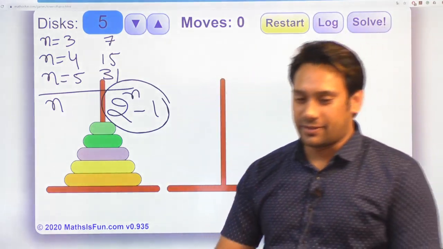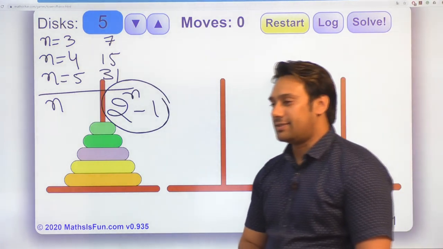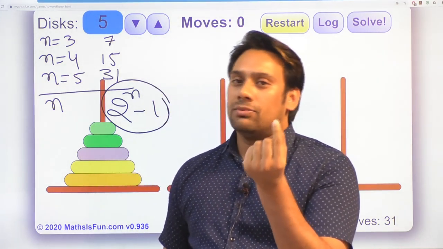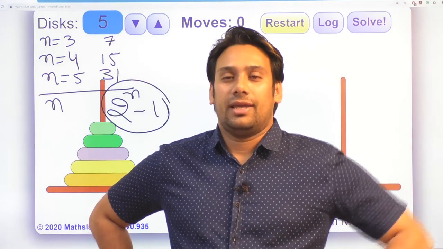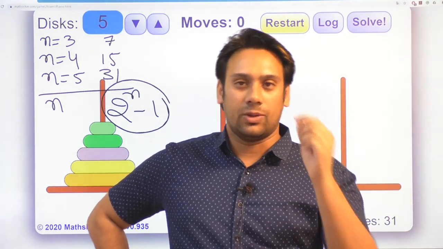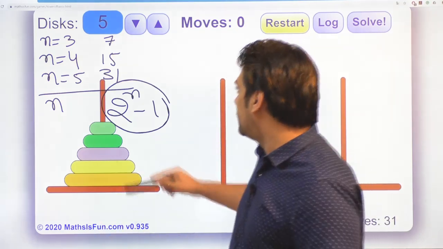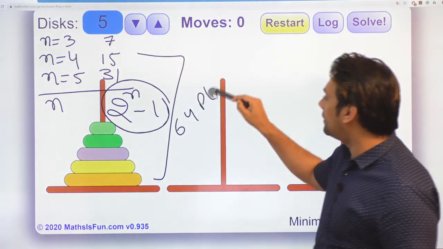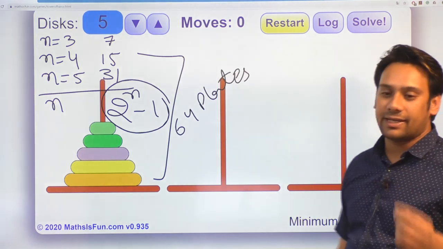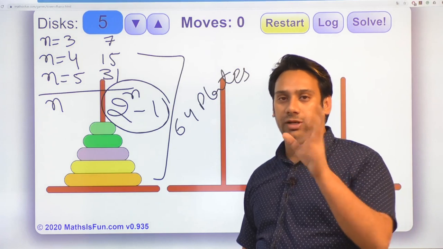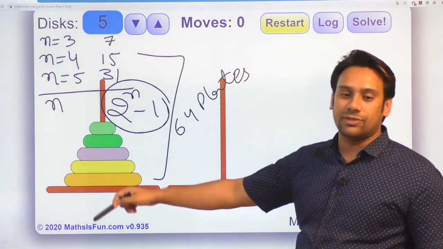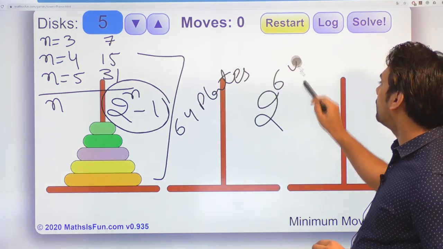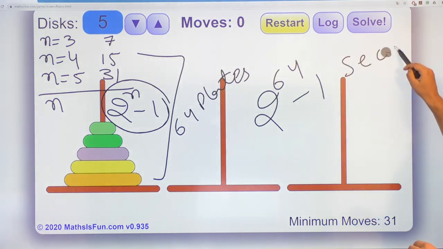Now let me tell you something very interesting. What if we are taking one move in 1 second? If you take one move in one second, and here there are 64 plates, then to move all of these 64 plates from the first tower to the third tower, it will take us 2^64 - 1 seconds. How much time will it take us?